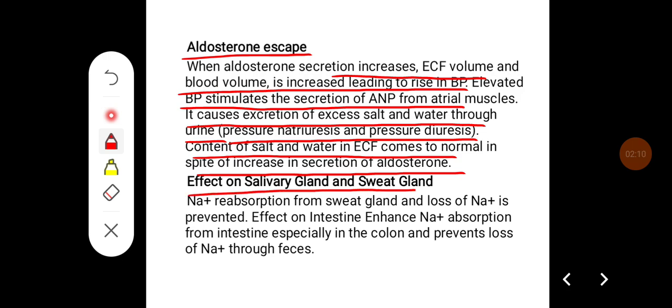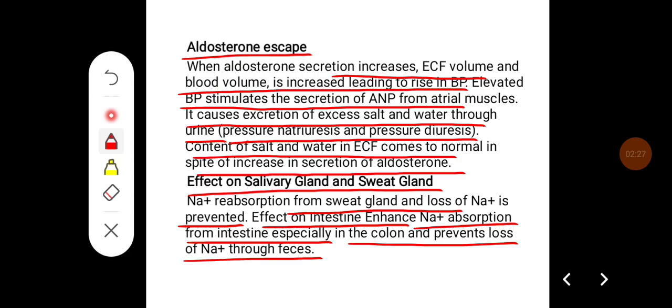If you see its effect on the salivary and sweat glands, sodium reabsorption from the sweat gland is increased and loss of sodium is prevented. And if you see the effect on the intestine, it enhances sodium reabsorption from the intestine, especially in the colon, and prevents the loss of sodium through the feces.